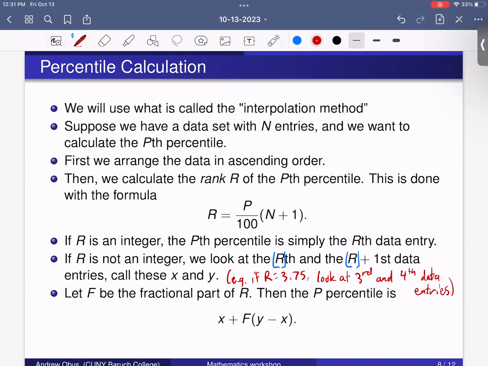Then we let F be the fractional part of R. So if R is 3.75, then the fractional part in this case would be F equals 0.75. It's just the part after the decimal point.